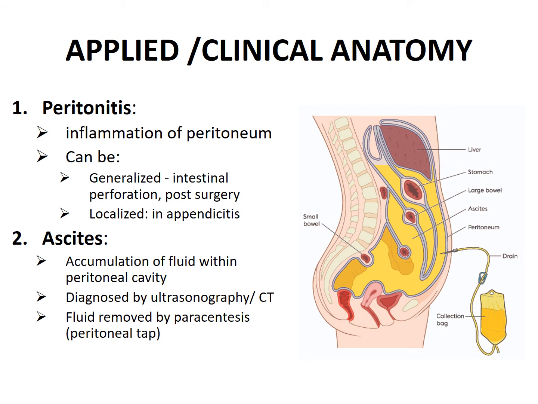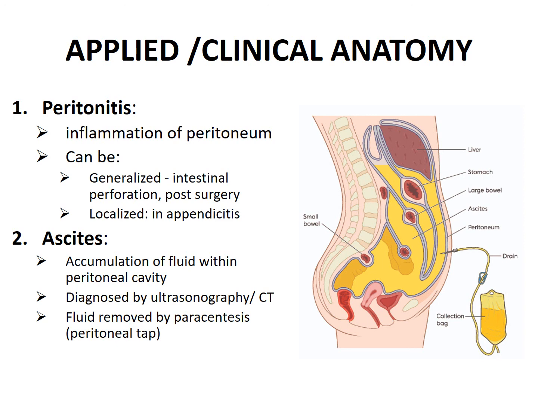Then clinical and applied aspect of the peritoneum. First of all, if there is any inflammation of the peritoneum, which can occur because of the inflammation of the underlying structures or underlying viscera, like in case of appendix, it may lead to appendicitis, and which may involve the covering peritoneum also. And this inflammation which occurs here is called peritonitis.